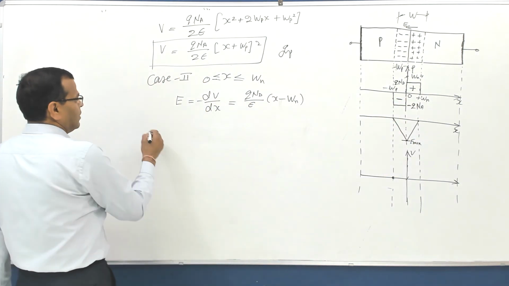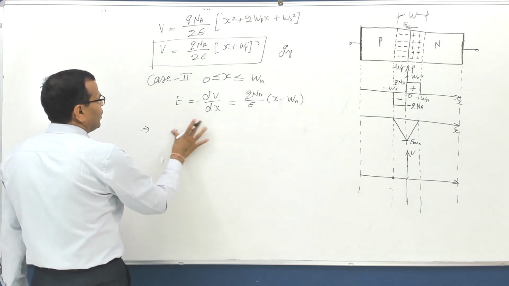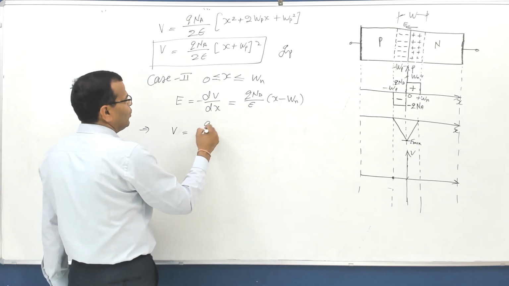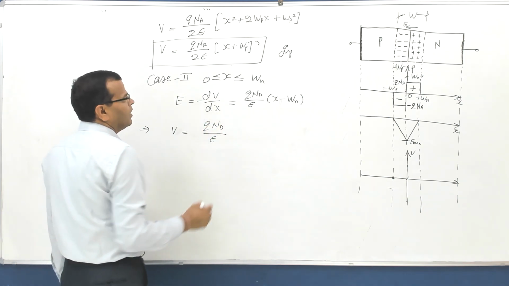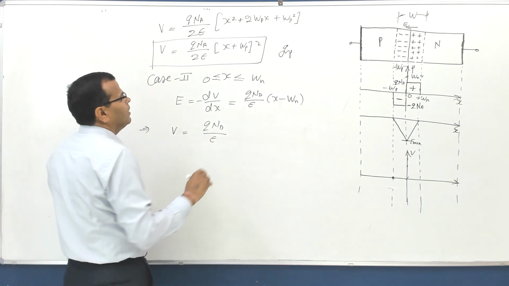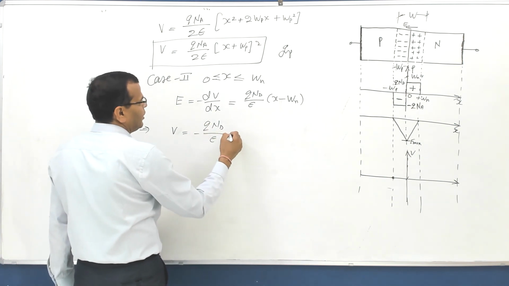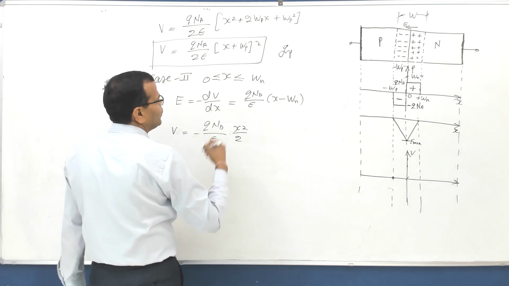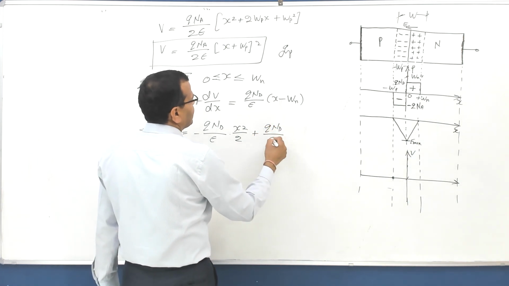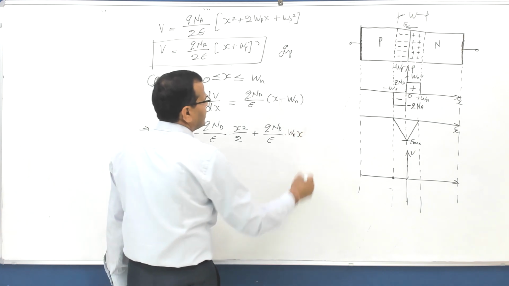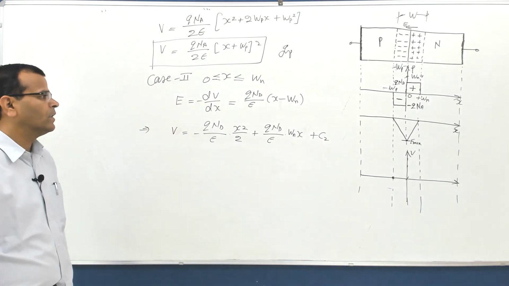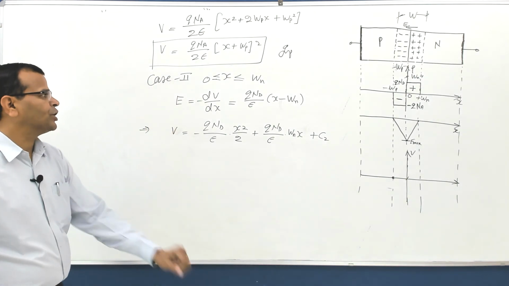So now this gives what? V equal to, I'll write it like this, minus q N_D by epsilon into x square by 2, I hope I can integrate it directly, then plus q N_D by epsilon into Wn x, plus the constant of integration, that is C2. That's what you have after the integration.